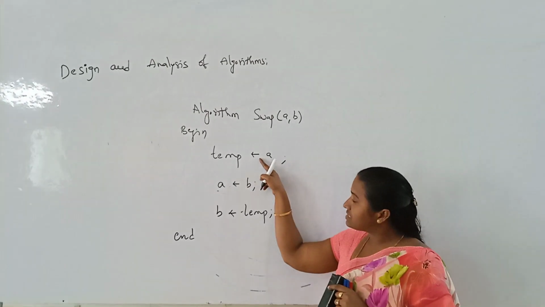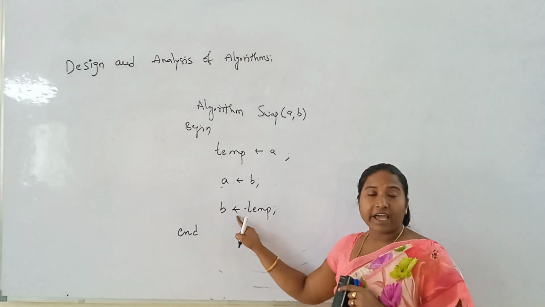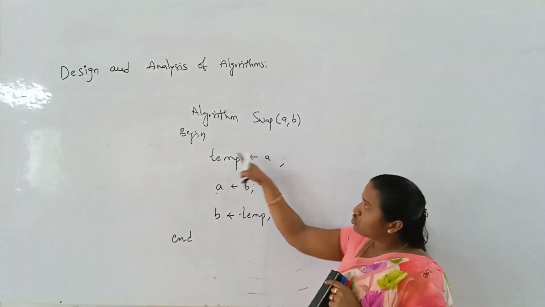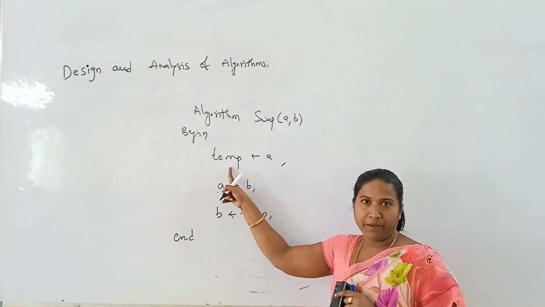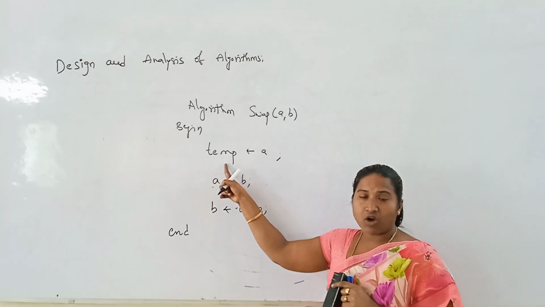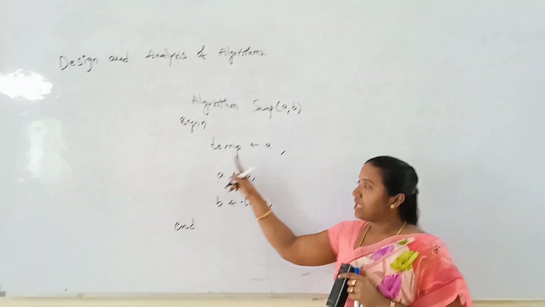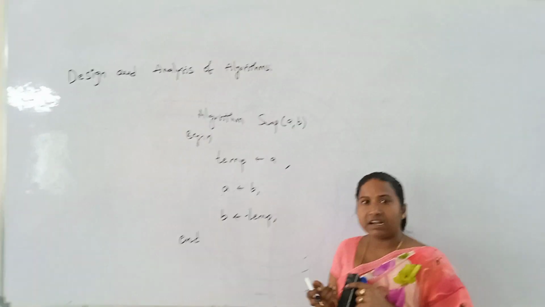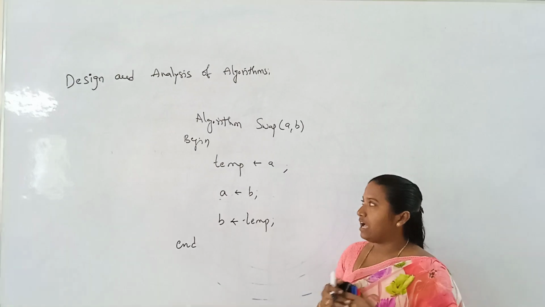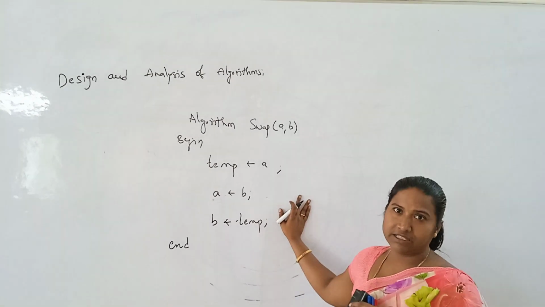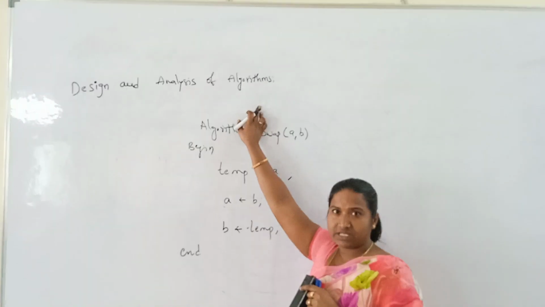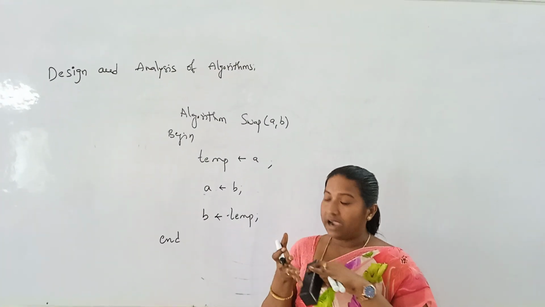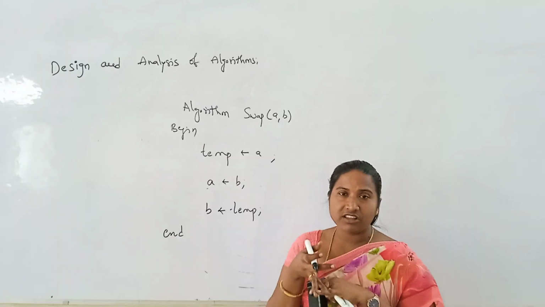I can use this direction operator, that tells the A value is going to be in temporary. The meaning is the same. The task, the operation, will not get modified. It is the same, but I am telling you how many ways we can write an algorithm. Now, this is what designing of an algorithm is about.